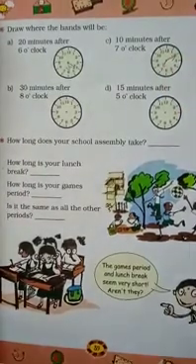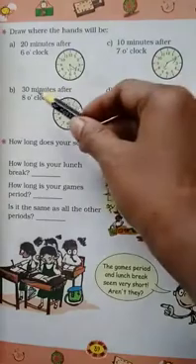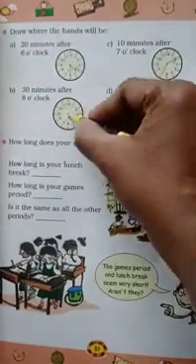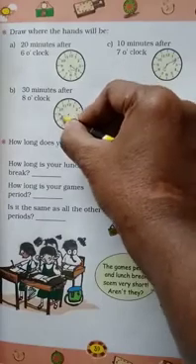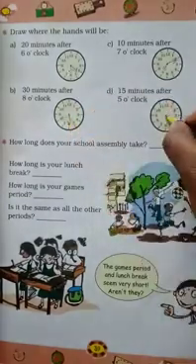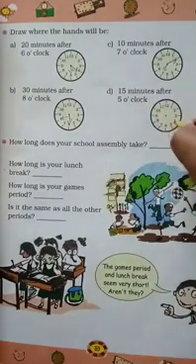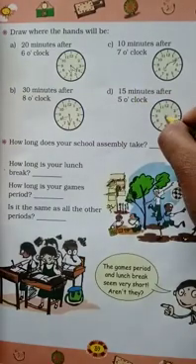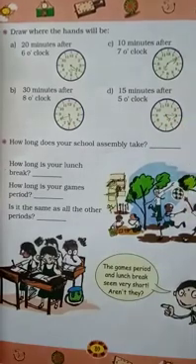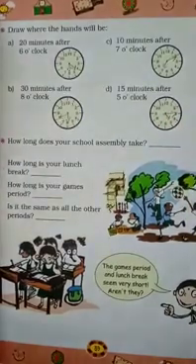Next, 30 minutes after 8 o'clock. So first you draw 8, then 30 minutes. Then 15 minutes after 5 o'clock: write 5, and here 15. Okay, this will be your answer.